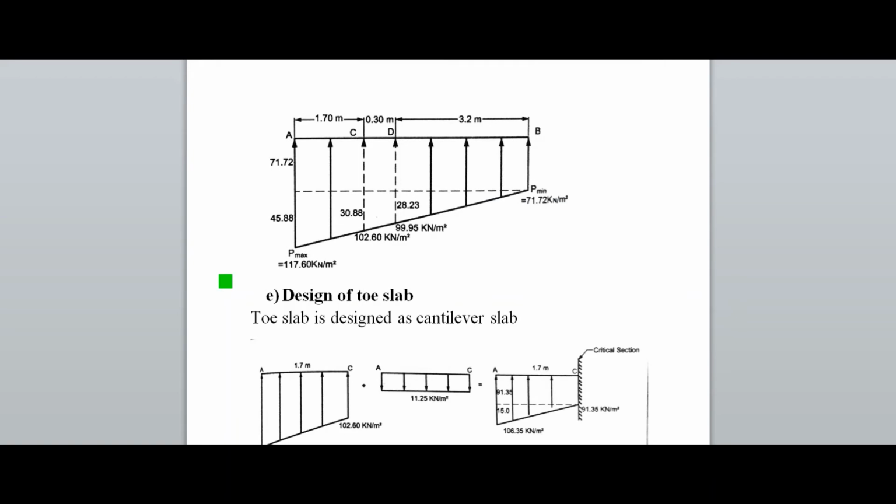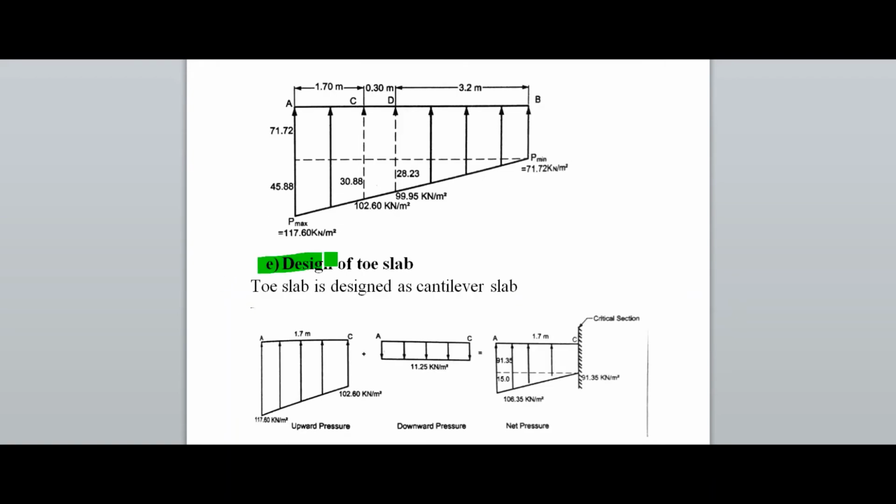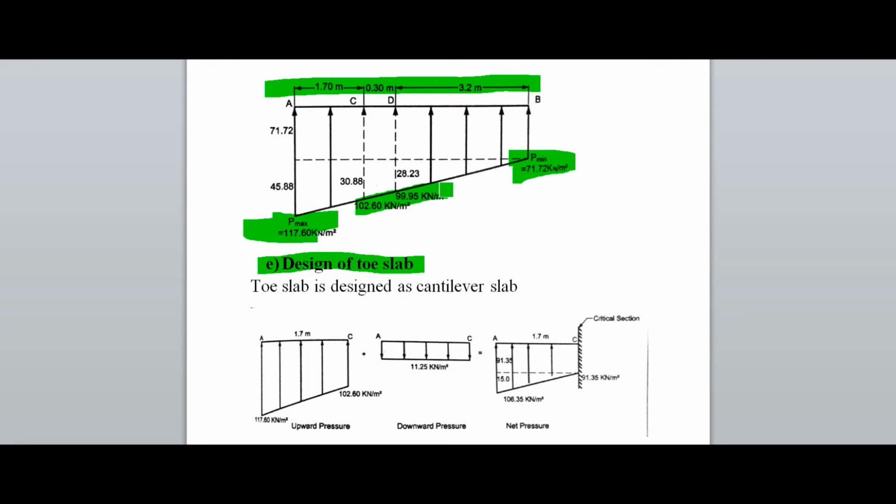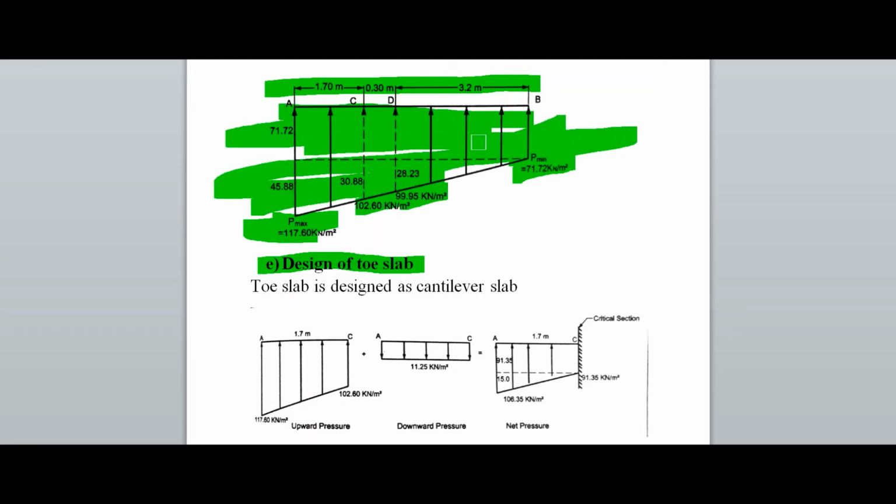Now we are going to design a toe slab. What we have to do, we have to find the load P maximum and P minimum here. So by the load we have to distribute this diagram. I explained how to draw this diagram and how to find all the data in detail, so I will not waste time on it.